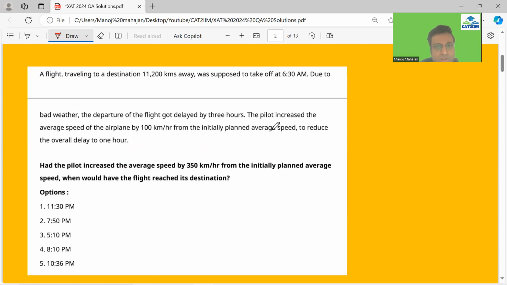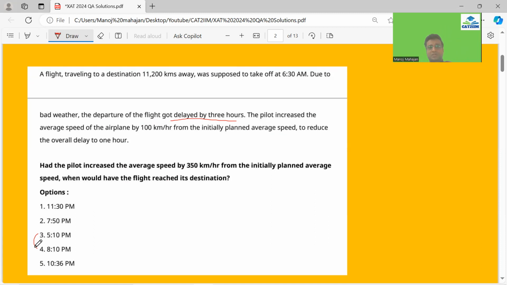So over here, if you see the departure of the flight got delayed by 3 hours. Now, the kind of options which the CAT authority or maybe even the XAT authority try to frame, if you look at the option where there's a difference of 3 hours. So what I see out here is these two options we have with a difference of 3 hours.